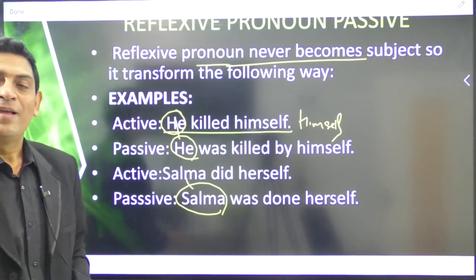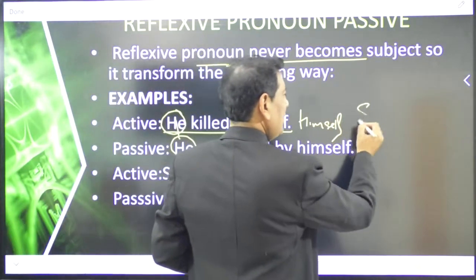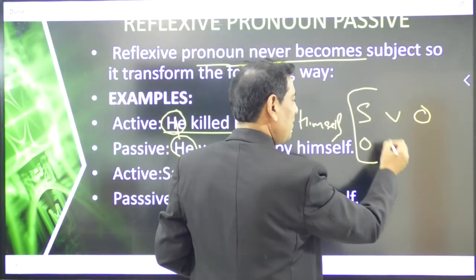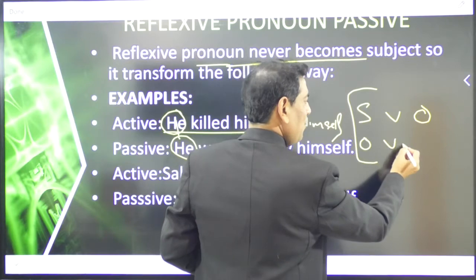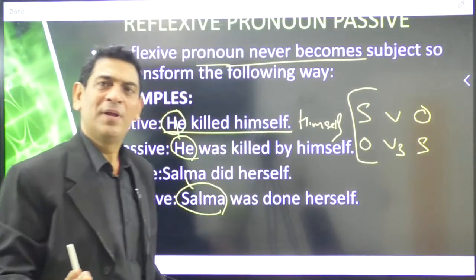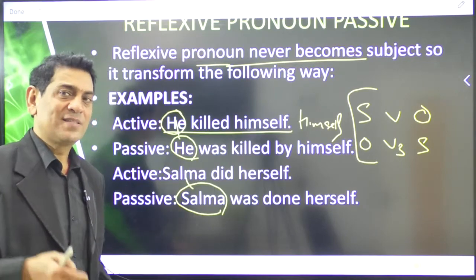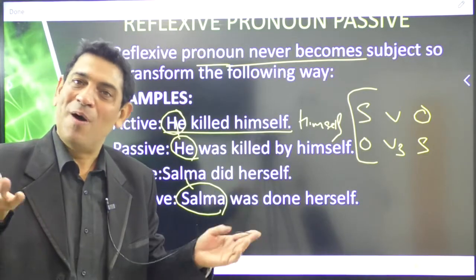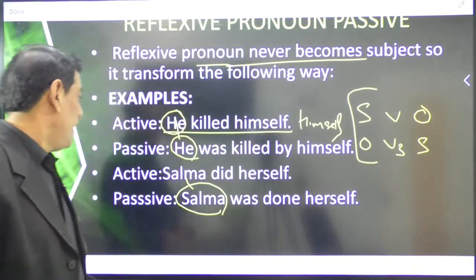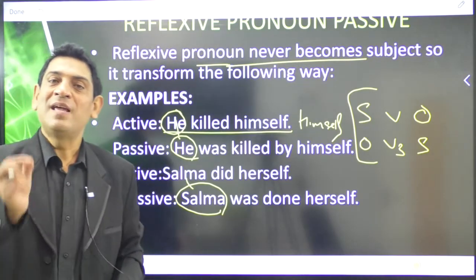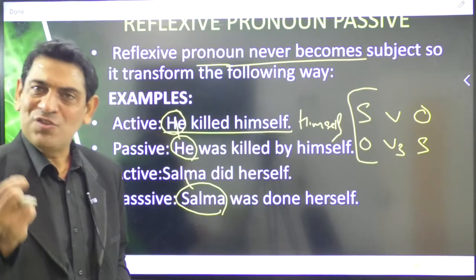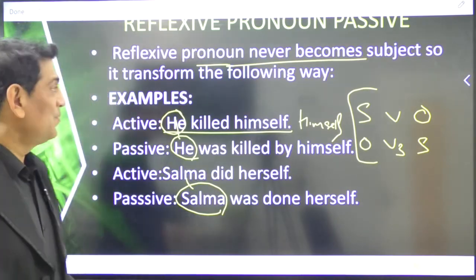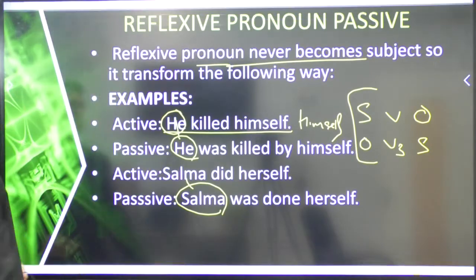See the example. We have a subject, verb, object, and when we talk about passive, it is object, then V3, and then subject. This is the general perception. Students are generally confused because the examiner is quite tricky. He always traps you in such circumstances where you are bound to make a mistake. So I hope you will remember this simple rule: a reflexive pronoun will not be a subject in passive voice. So I hope this is done. Move to the next one.